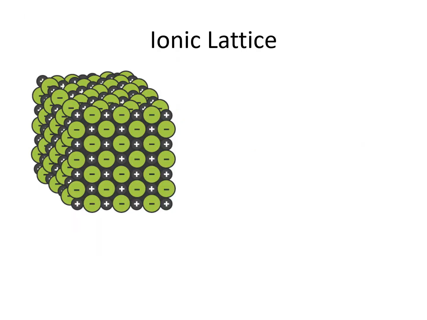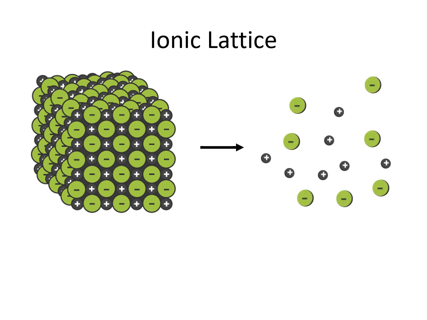So if you look at an ionic lattice, it's not just one or two ions. As I said before, it's many, many of these ions all ionically bonded together. And if you want to melt that, you have to break all of those individual ionic bonds. So ionic bonds are very, very strong. So it's difficult to break one ionic bond. But because there's so many of them, you have to have lots and lots and lots of heat energy to break all of the ionic bonds.